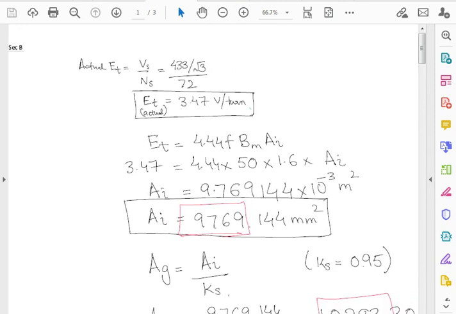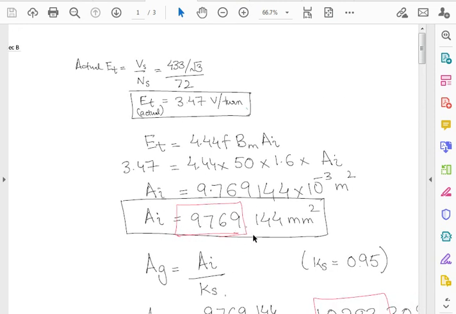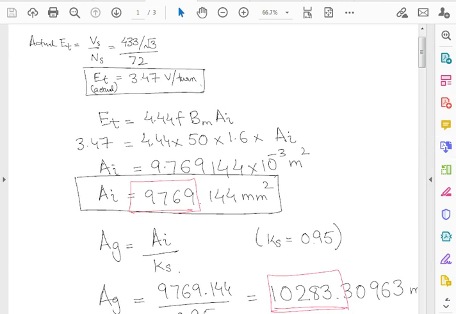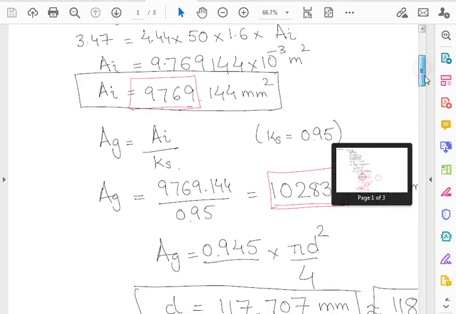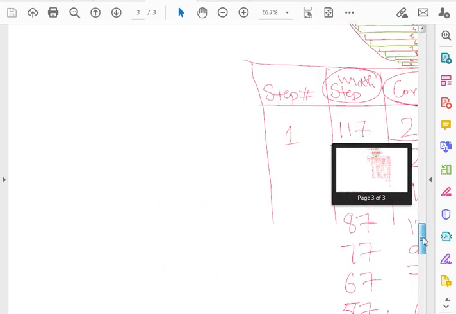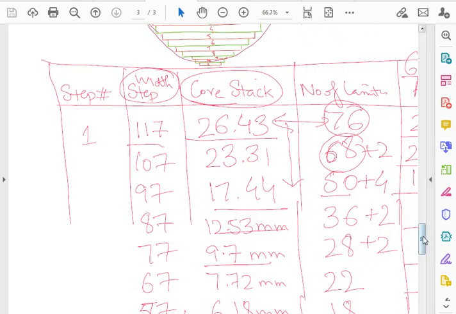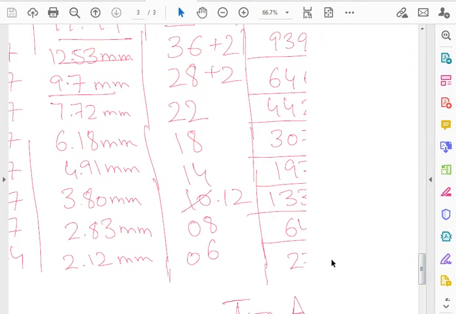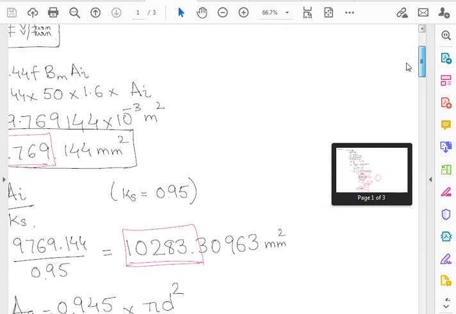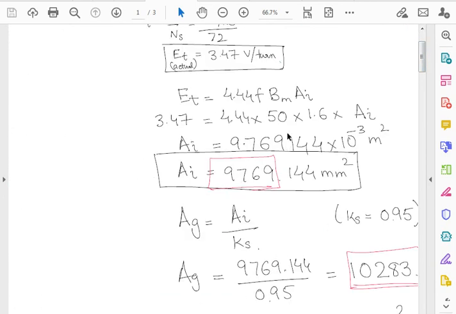Here we found out this area, and we put 1.6. But when we did all this calculation, all these tables, at the end you find out the total area over here. When you find the total area, put it back in that formula and find out your working flux density. What did we do in the formula above? If I go back over here, we put 1.6 over there.